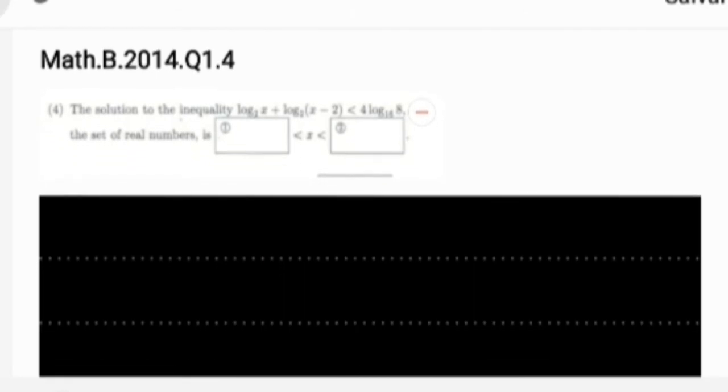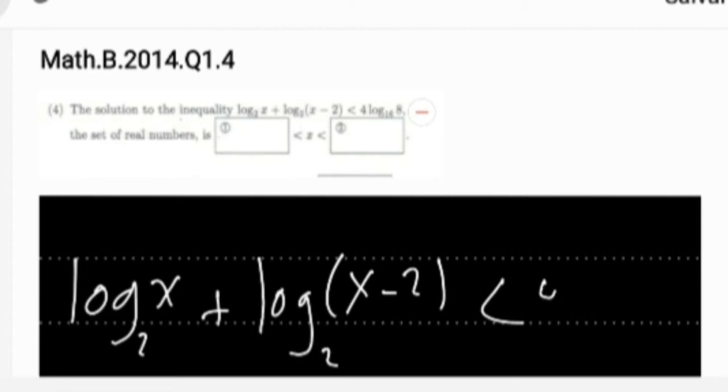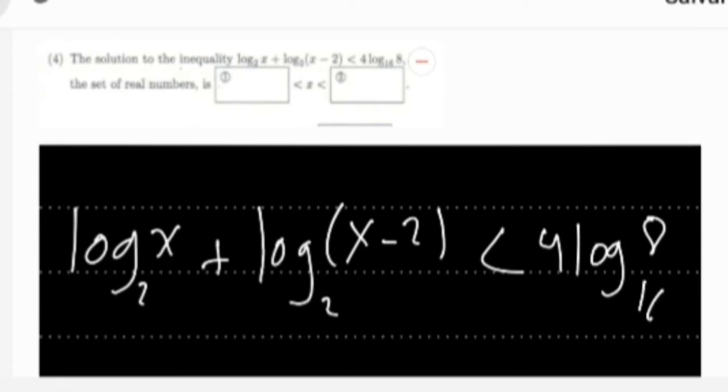Hello everyone. Let's solve MEXT Math B 2014 question 1.4. The solution to the inequality log of 2x, sorry, log of x in base 2, plus log of x minus 2 in base 2, is smaller than 4 log of 8 in base 16.